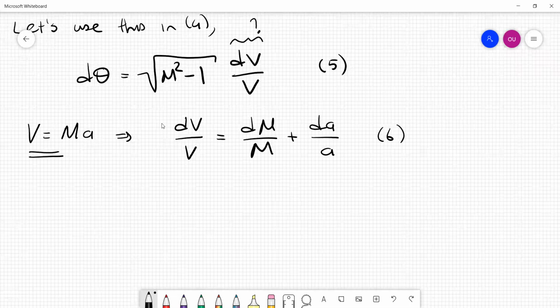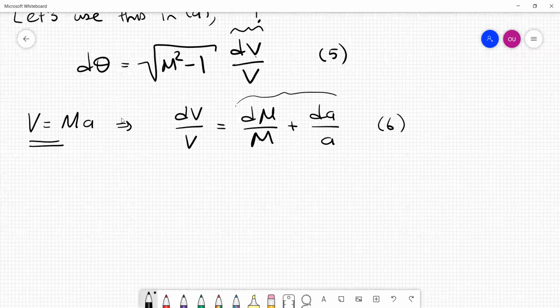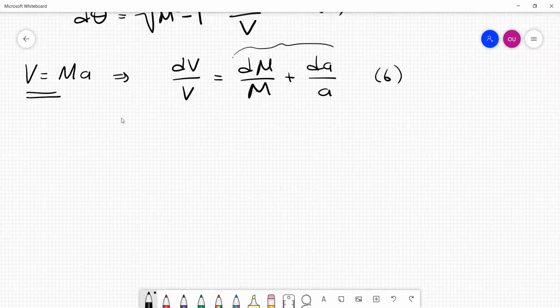And what about A here? If I would like to replace dV over V with this equation, it's fine. I have dM over M, I have the Mach number. But what is A now? Can I actually get rid of the speed of sound here and write it in terms of Mach number as well? One equation that I can use for that is the isentropic relation.